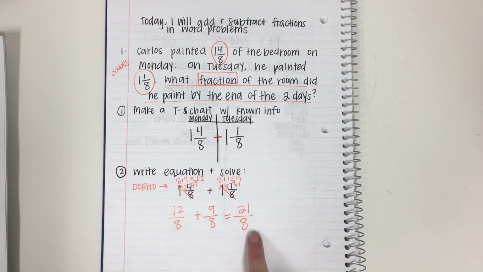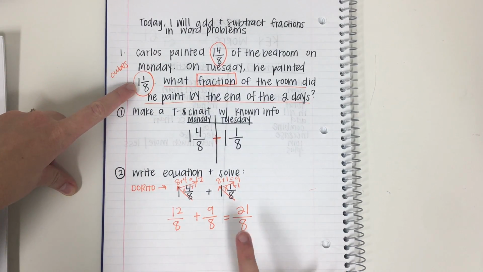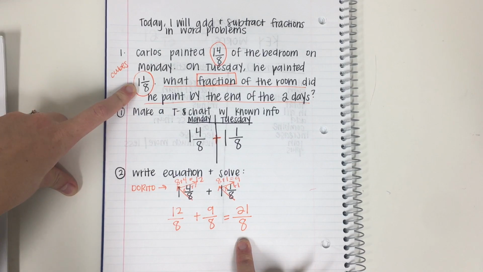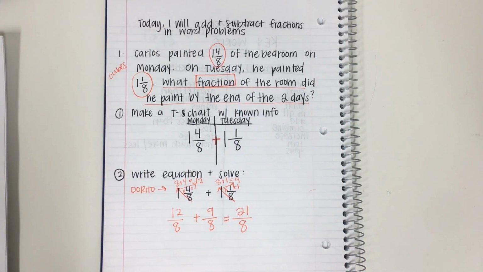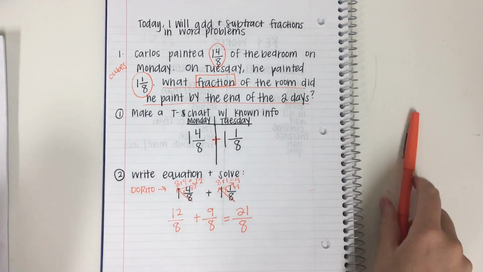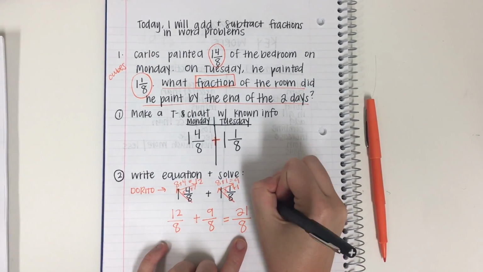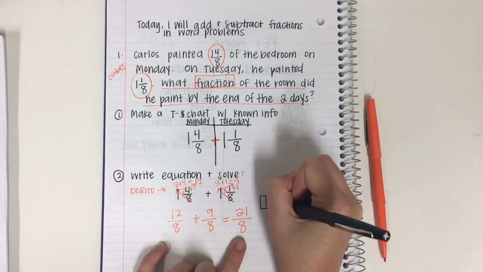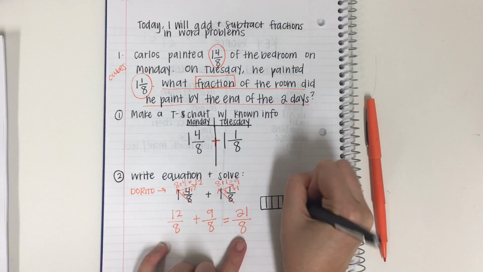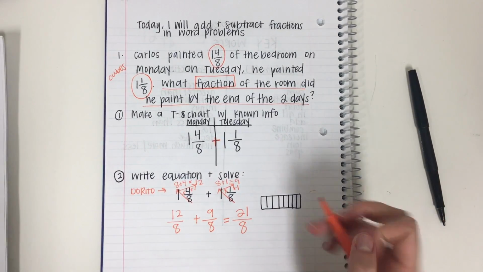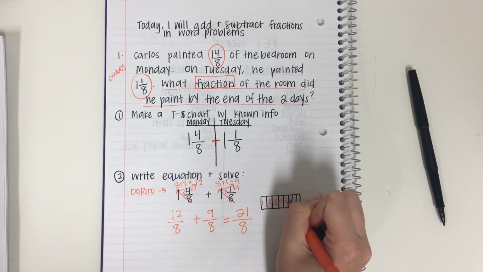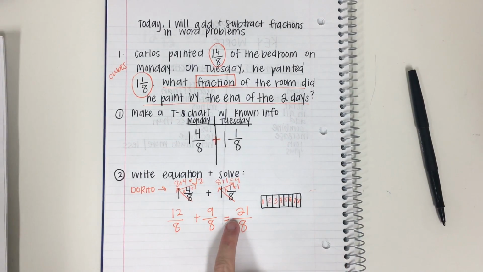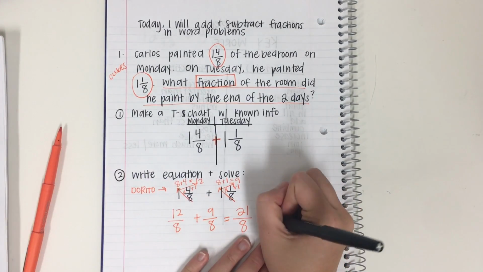Now I know when I have an improper fraction and I started with mixed numbers, I need to change this back into a mixed number. So what do I do when my numerator is bigger than my denominator? What do I have to draw? My area model. Good. So I need to draw a whole with 8. So 1, 2, 3, 4, 5, 6, 7. Okay, so I'm going to shade in 1, 2, 3, 4, 5, 6, 7, 8. Did I get to 21? Nope, I'm only at 8. So I need to draw another one.